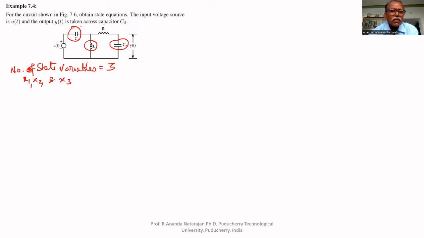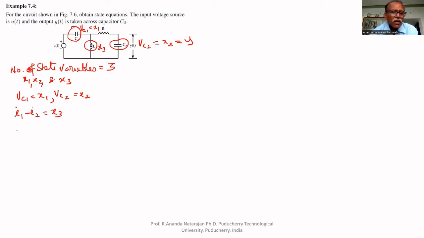Let the voltage across C1, VC1, be equal to x1, and VC2 equal to x2, which is equal to y. The output is also the voltage across the capacitor. Let the current through the inductor be x3. That is, VC1 equal to x1, VC2 equal to x2, and I1 minus I2 equal to x3.